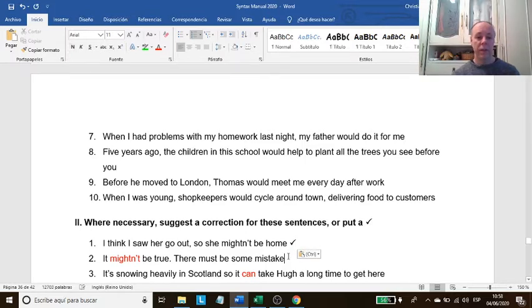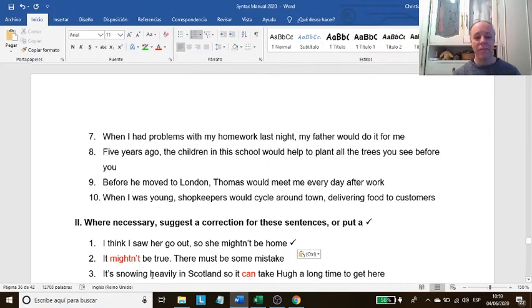Second one, it mightn't be true. There must be some mistake. Okay, so this one might not be true. It might not be true. That is correct too. It mightn't be true. There must be some mistake. Unless you have something different in your manual, because this is the answer key. That's why it is in red.